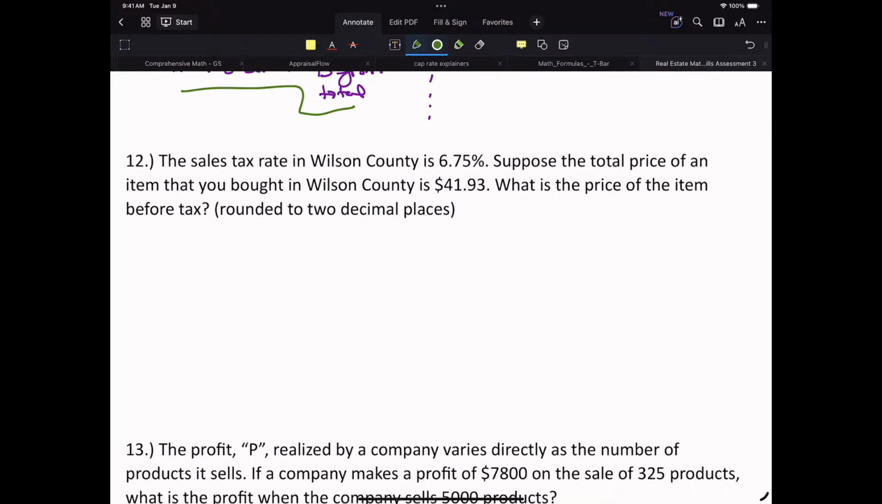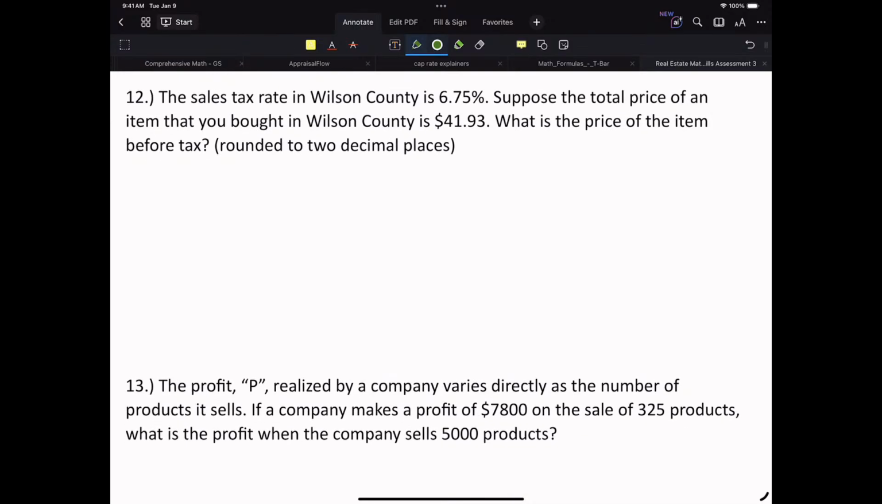All right, number 12. The sales tax rate in Wilson County is 6.75%. So when you go to the store, some states I know don't charge tax, but you went to the store, you bought something, and the sales tax is 6.75%. Suppose the total price of the item that you bought in Wilson County is $41.93. What is the price of the item before tax?